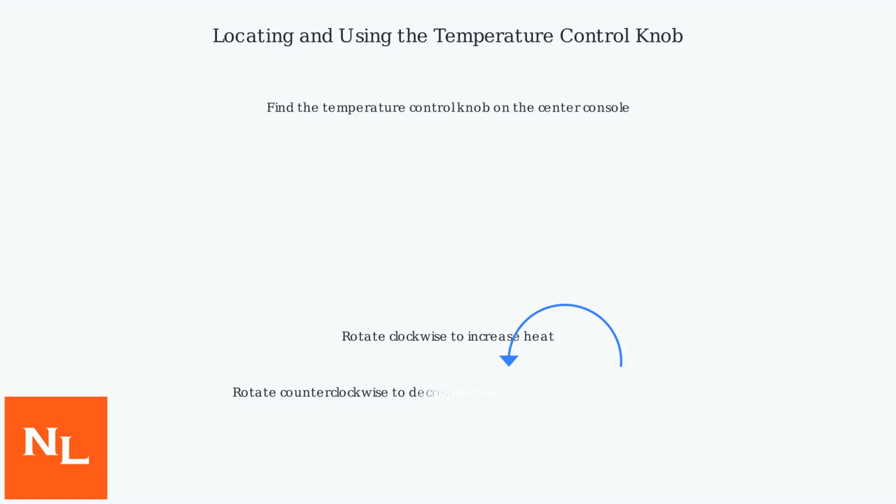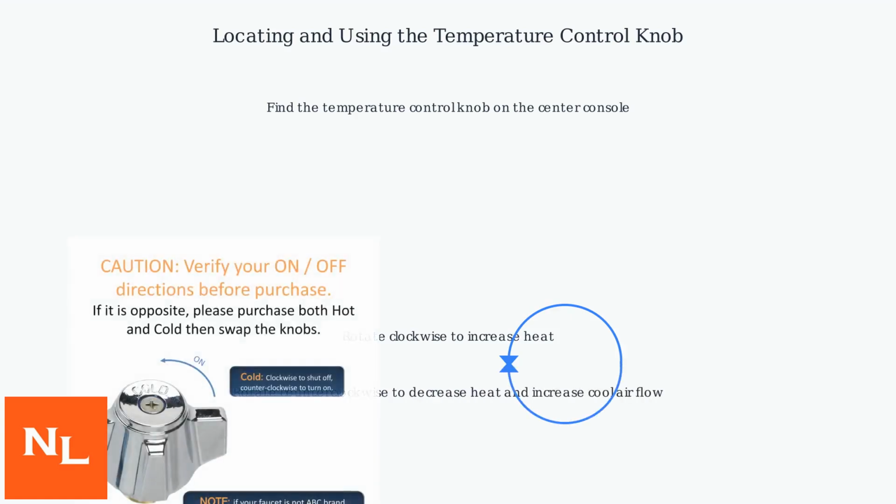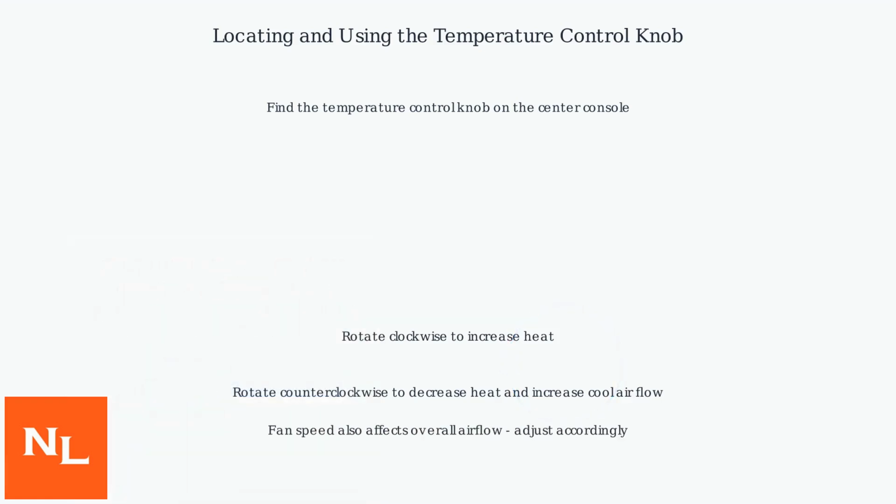To decrease heat and increase cool airflow, rotate the knob counterclockwise. This allows more cool air from the evaporator to circulate, especially when the AC is activated. Remember that the selected fan speed is also a factor in the overall airflow temperature. Adjust both the temperature knob and fan speed together for optimal comfort.